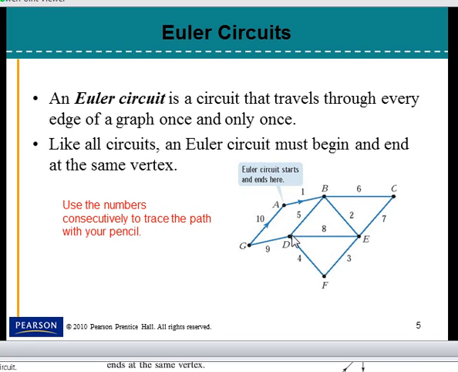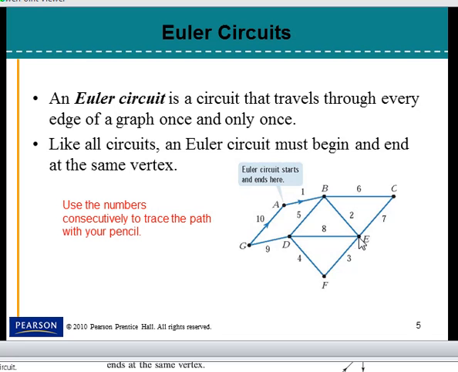So we haven't retraced any of the edges yet. Then we go, number five, from D to B. We haven't retraced anything. It's okay to go through a previous vertex when you're doing an Euler circuit. Then we go from B to C, that's number 6. Then we go from C to E, that's number 7.